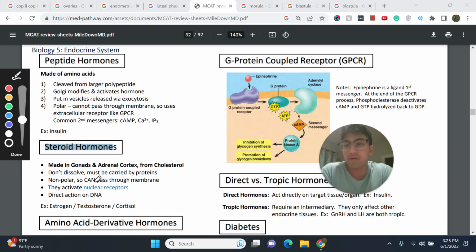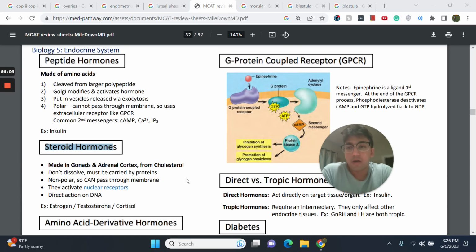Steroid hormones are nonpolar, and that means they can pass through the membrane. They're usually made in the gonads and the adrenal cortex, right? They're made from cholesterol. They do not dissolve, so they have to be carried by proteins. So just remember that peptide hormones can dissolve in water but can't move through the cell membrane, and steroid hormones can't dissolve, so must be carried by proteins but can pass through the cell membrane. And they activate nuclear receptors. So instead of a receptor on the cell membrane, they activate receptors inside the nucleus, and that has direct action on the DNA. Examples are things that we've looked at already: estrogen and testosterone, as well as cortisol.